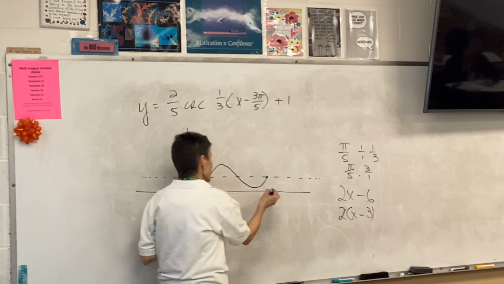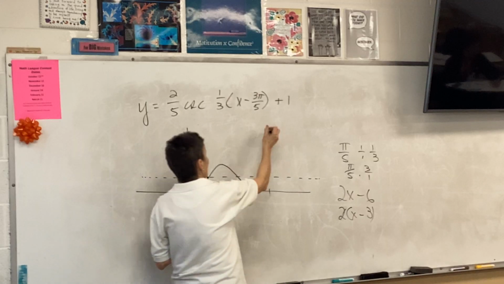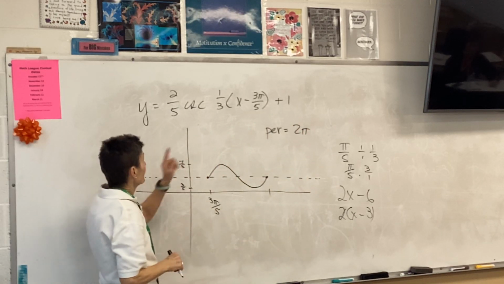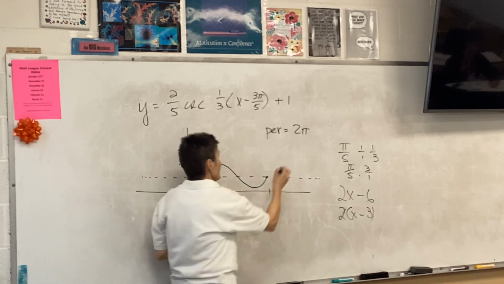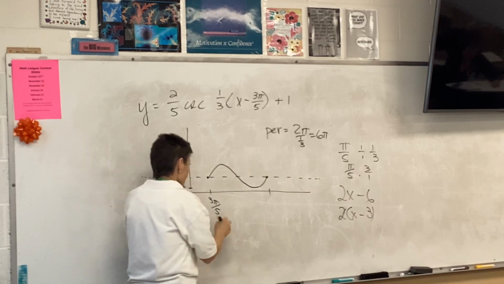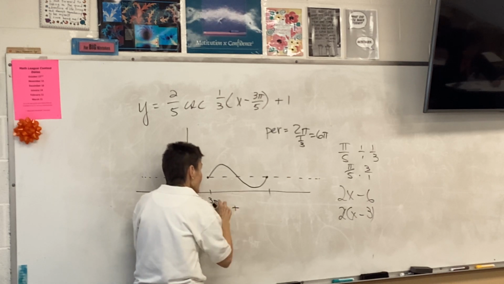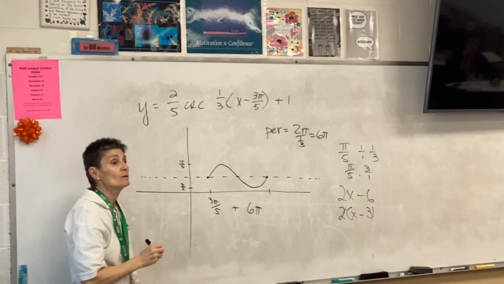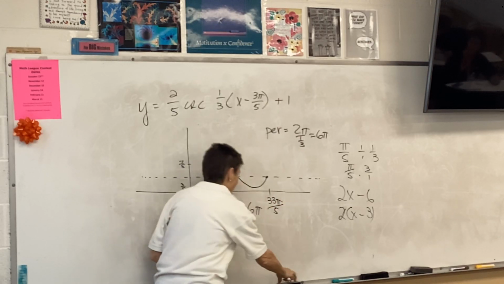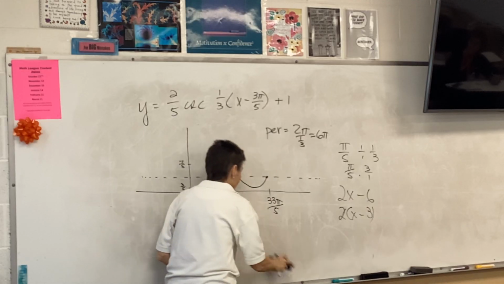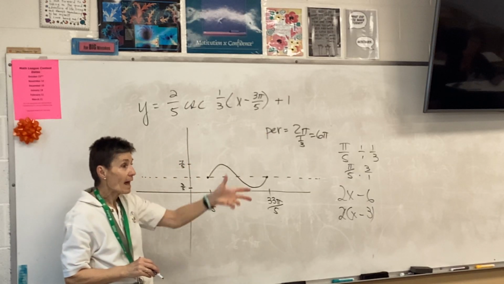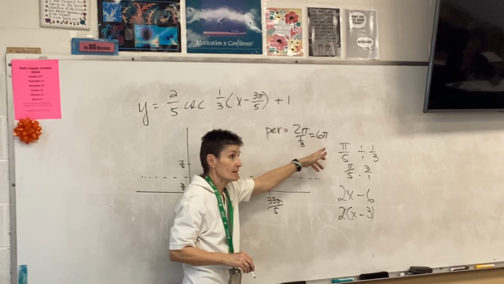Now, I need to find this end point. So I need to figure out what my period is. My period should be 2 pi, but I divided by a third, so now my period is 6 pi. So I'm going to start right here, and I'm going to add 6 pi, so you're adding 30 fifths. 33 fifths. Whoa. So we're starting at 3 fifths, and we're adding a period, which is 30 fifths.